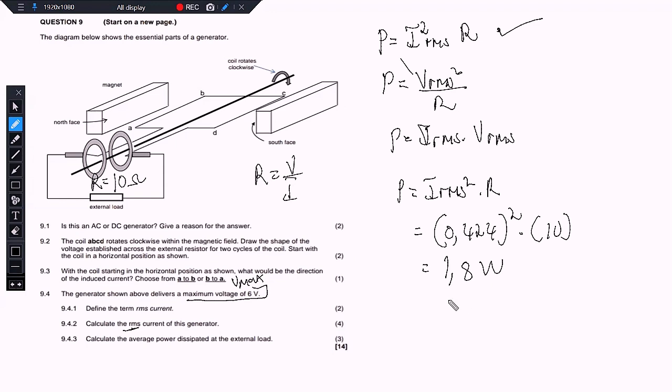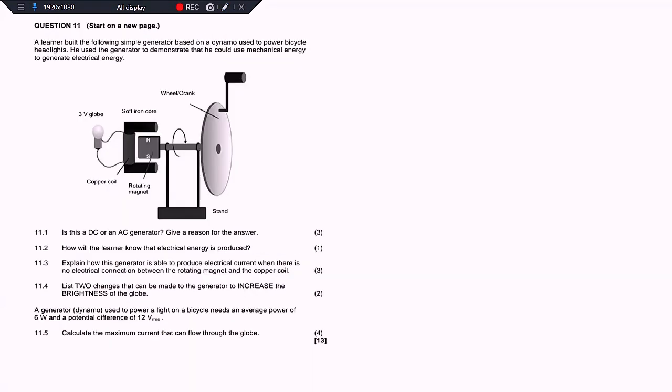So if we just round off, it's just 1.80 watts, right? And then there we go. Okay, so we have question 11.